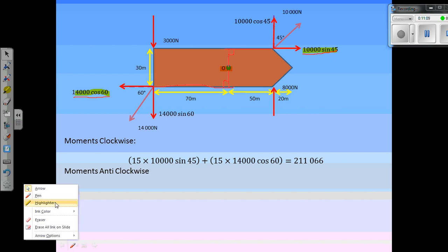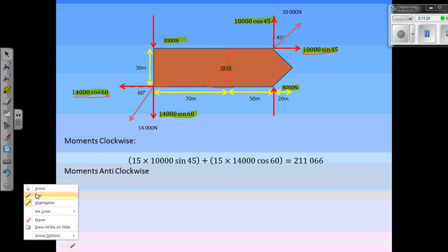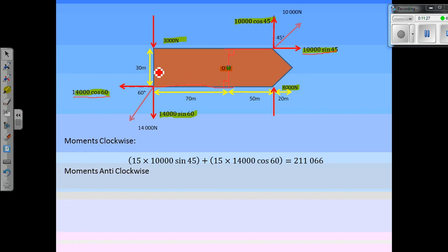Okay, now let's examine the anti-clockwise ones. Now this is not a problem. We'll pick them out because they're all just the ones which we've got left over. Okay, these are all the anti-clockwise ones. Now, if we take these ones here, well, the line of action is this line here, both of those forces. That's 70. So we're going to have 70 times 3,000 plus 70 times 14,000 sin 60. We're also going to have a plus, well, this distance from here to here, this line of action is 50, so plus 50 times 10,000 cos 45 plus 50 times 8,000.